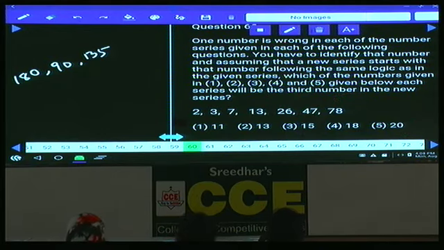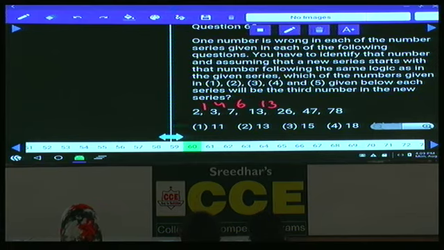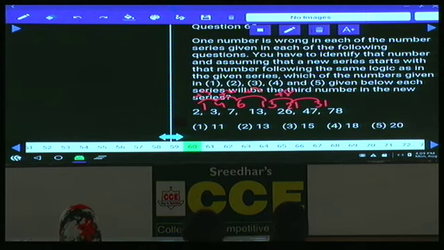Then question number 60. 2, 3, 7, 13, 26, 48, 78. Now if you observe here, the numbers are increasing at a very small rate, and it must be under difference. 2 plus 1 is 3, and 3 plus 4 is 7, 7 plus 6 is 13, and 13 plus how much? 13 plus 13 is 26, and 26 and 47, 21, and 47 and 78, and here the difference is 31. Now we need to find out the difference among these numbers. Here the difference between these two is 3, next one is 7, and next one is 8, isn't it? Next one is 10. 6 plus 7 is 13, 13 plus 8 is 21, 21 plus 10 is 31.